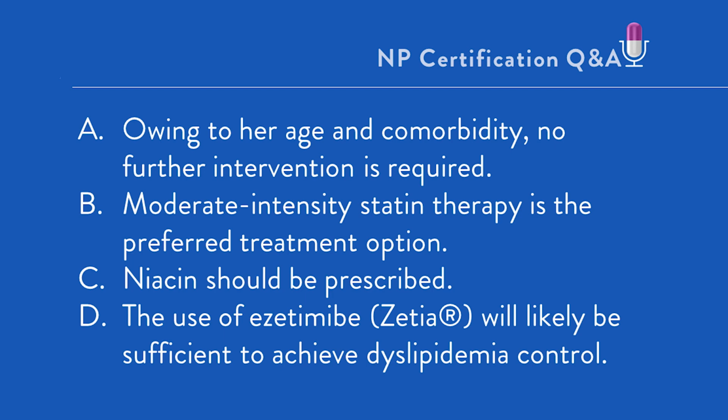A, owing to her age and comorbidity, no further intervention is required. B, moderate intensity statin therapy is the preferred treatment option. C, niacin should be prescribed. D, the use of ezetimibe or Zetia will likely be sufficient to achieve dyslipidemia control.